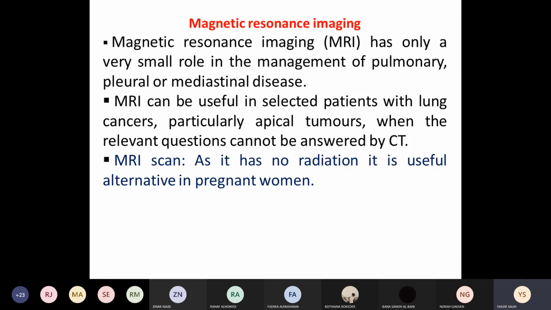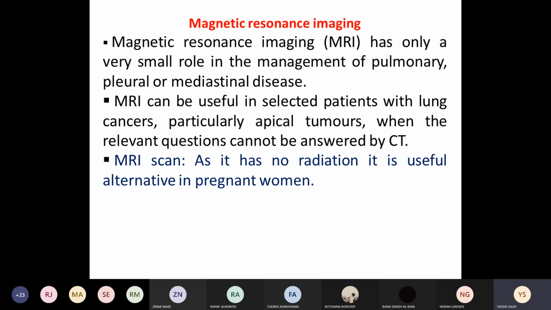The other modality is MRI, magnetic resonance imaging. Although it has a very small role in management of pulmonary or mediastinal disease, it is not frequently requested for assessment of the pulmonary or pleural mediastinal disease. MRI can be used in selected patients.